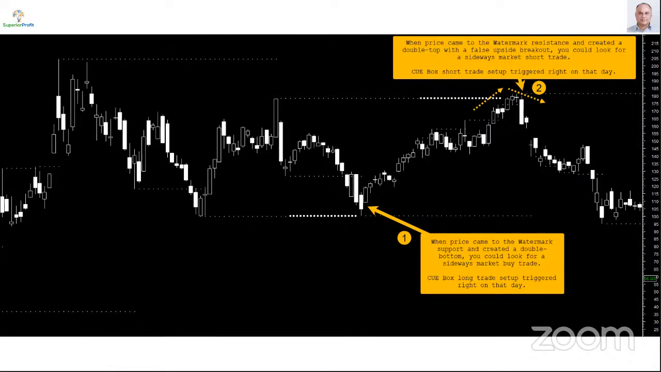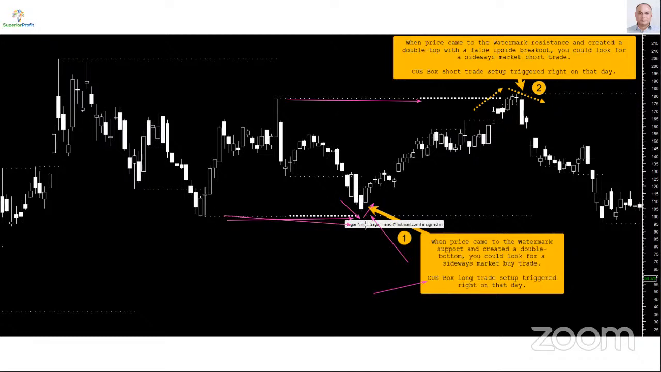This is a stock where we have watermark resistance and watermark support. So we look at the watermark support and resistance to see if it is moving in a box or moving sideways, which was true in this case. Then at point 1, it came to the watermark support and reversed. That actually gave a Q box long setup.